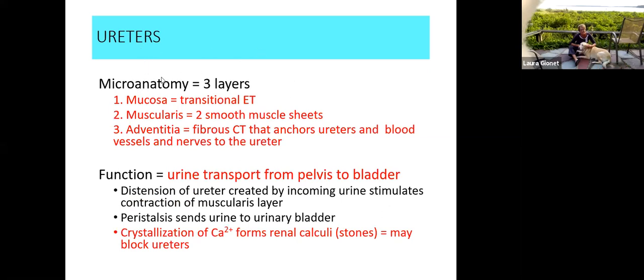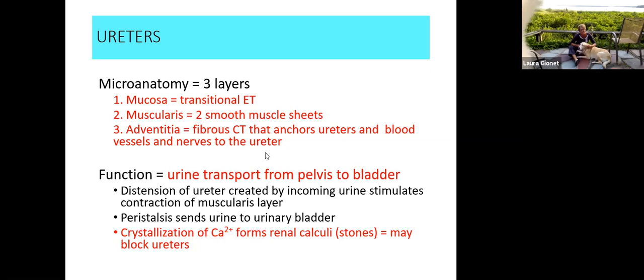Okay, the ureters. The microanatomy of the ureters: they have three layers. We have a mucosa, muscularis, and adventitia. The mucosa is composed of transitional epithelium. In the muscularis layer, we have two layers of smooth muscle.